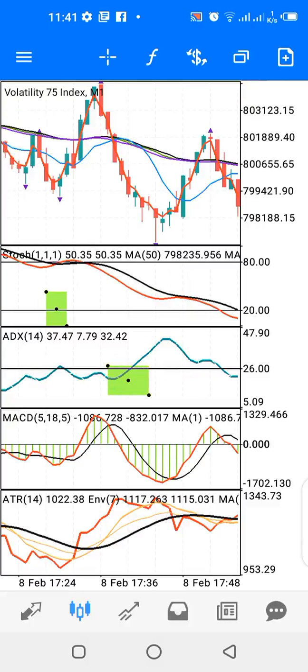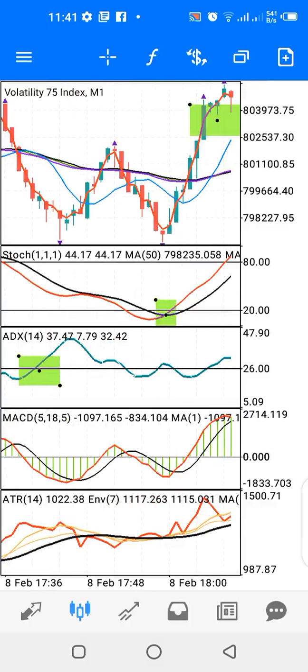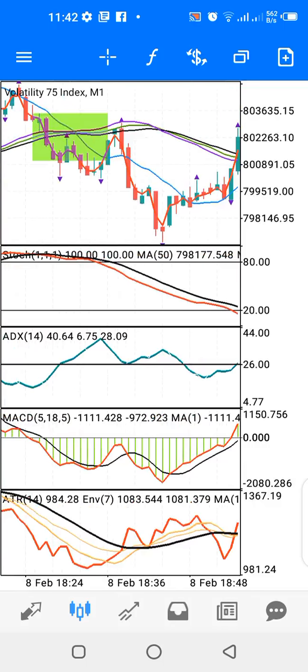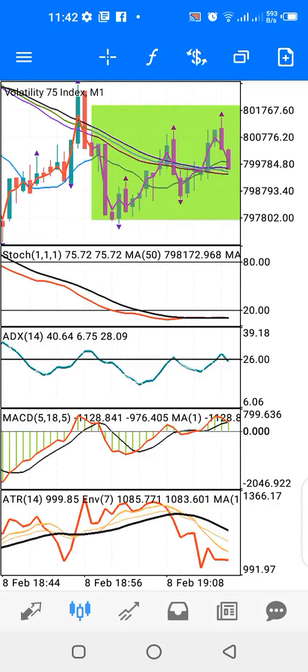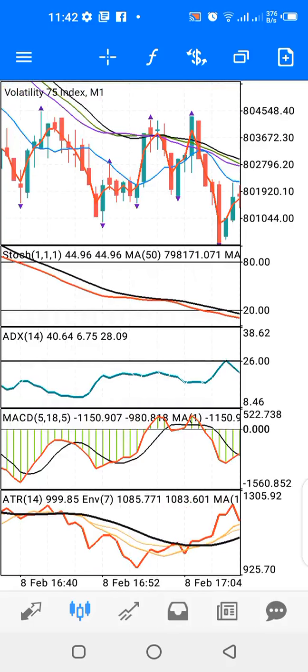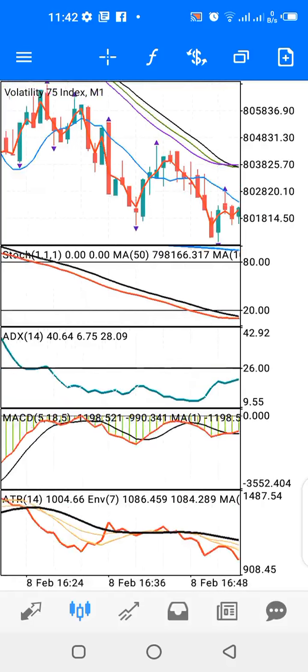All right, so ADX is not giving you a signal, it's just telling you when to place a trade and when to stay out. That's the function of the ADX. Don't forget, when it stays above the 26, you can place your trade. When it drops below, you can stay out until it pops above the 26 level.